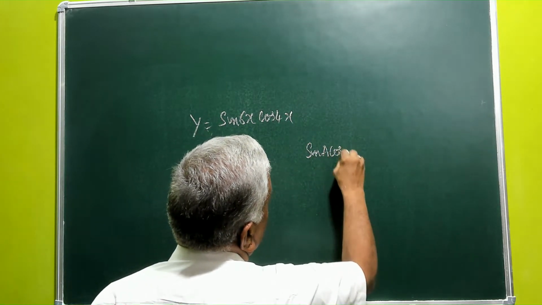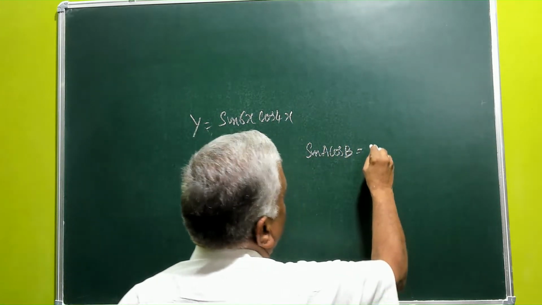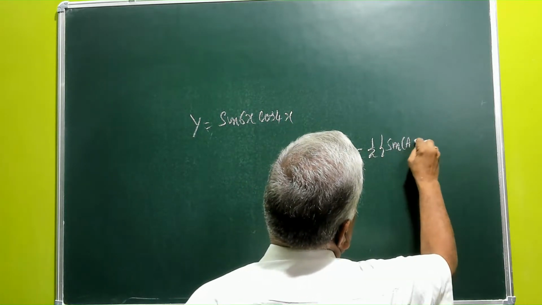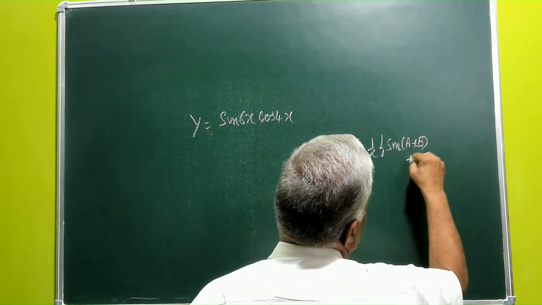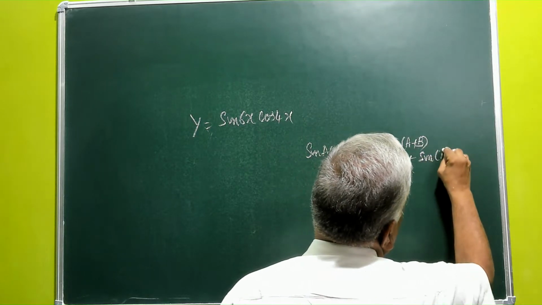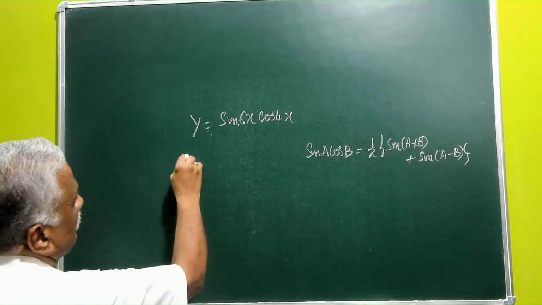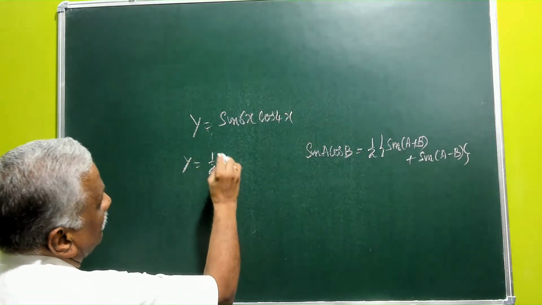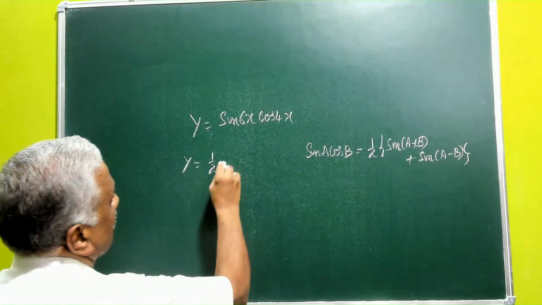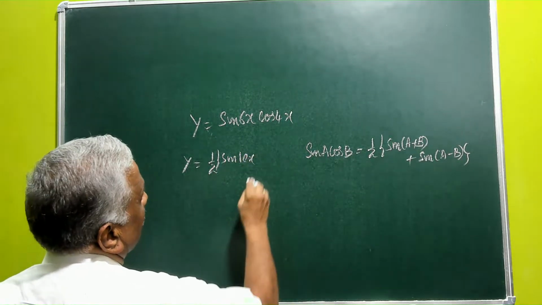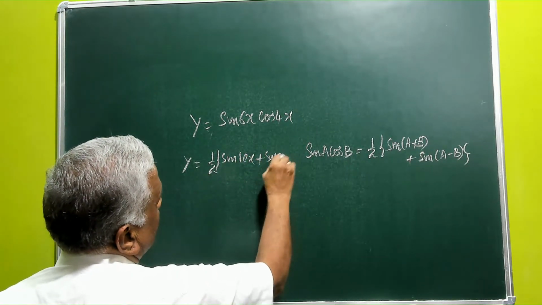What is sin A cos B? It is half of sin of (A plus B) plus sin of (A minus B). You have no time to write the formula there, but I am writing it here just to remind you. All these formulas should be in your mind. So y is equal to half of: A plus B is sin 10x, A minus B is sin 2x.